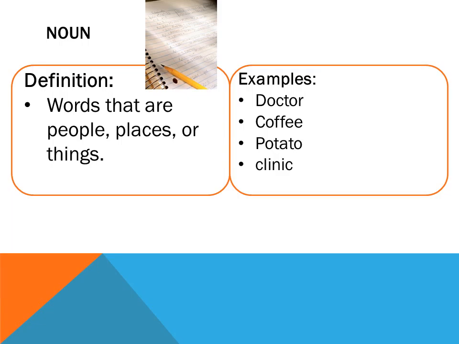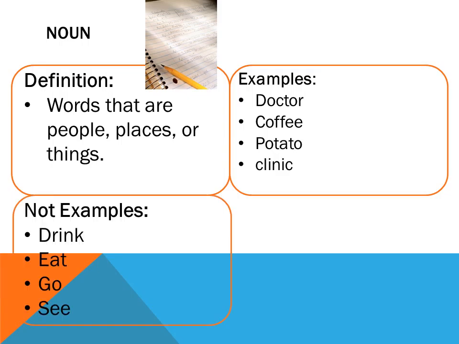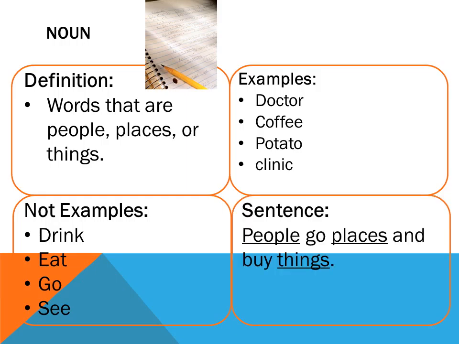Again, it's a noun. Some things that are not examples of nouns. Drink. That is not a person, a place, or a thing. Eat. That's something that you do. It's not a person, a place, or a thing. Go and see. Those are both things that you do. It's not a person, a place, or a thing. So a sentence to help us remember those three things. A noun. People go places and buy things.